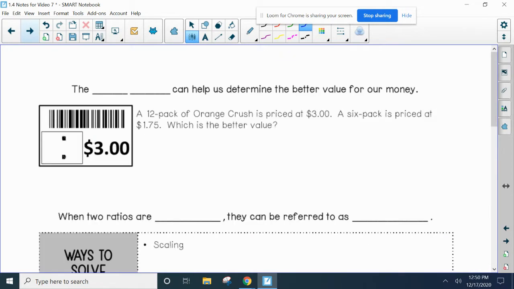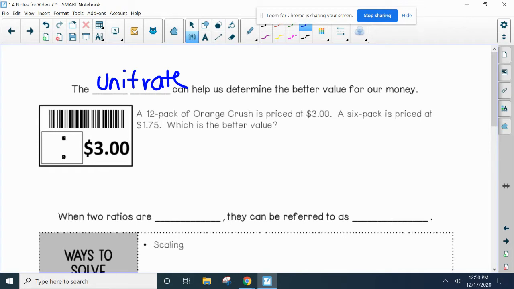Awesome. So now we're going to talk about the unit rate. Have you ever gone to the store? I use unit rates actually a lot when I go to the store. So possibly, like in this first example, they give you a 12-pack of Orange Crush for $3, but a 6-pack is priced at $1.75.